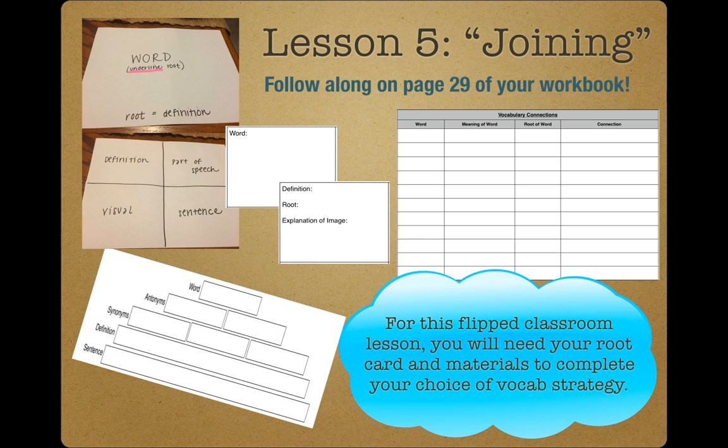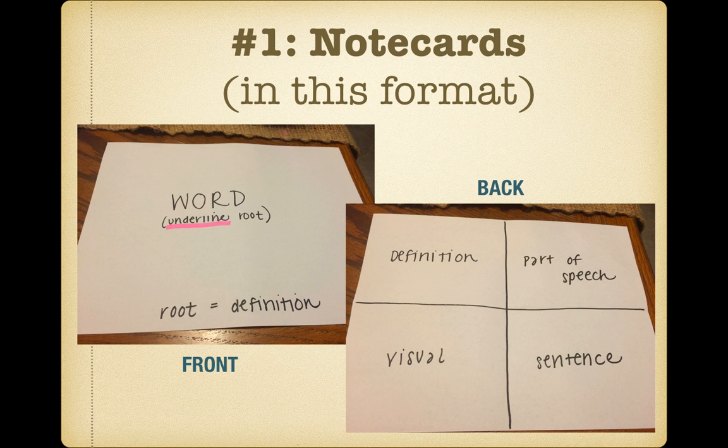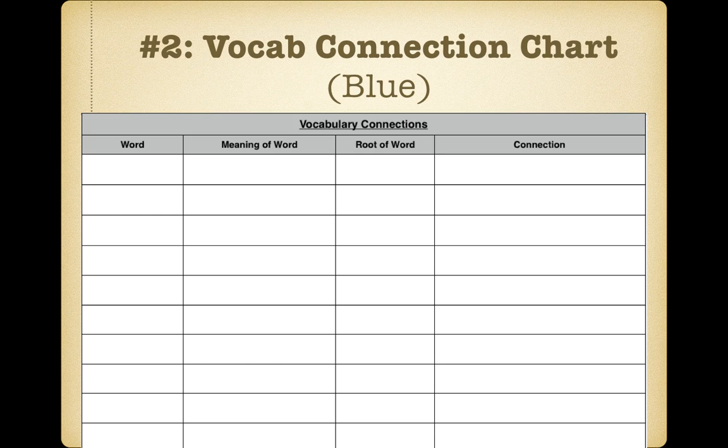Just as a reminder, there are 4 different strategies that you can complete, but you have to complete one of the 4. The first is note cards, and I have a reminder here about the format of the note cards. You must make the note cards in this format if you choose to use this strategy. The second option is the blue vocab connection chart where you're writing down the word, the definition, the root, and then you're making a connection. It could be either a literature connection, a personal connection, or a world connection.